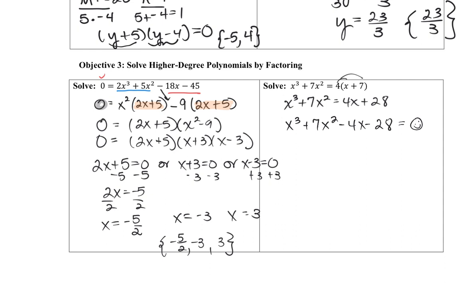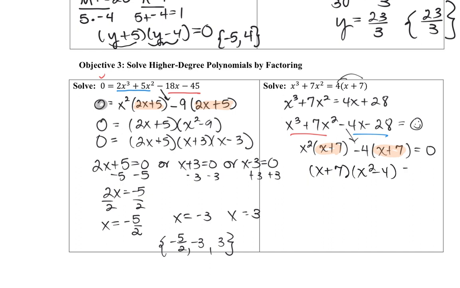Group and group. First pair has an x squared in common. X plus 7. Bring down. Second pair has a 4 in common. X plus 7, right? Because remember, I want a negative 28, and that 4 is negative. Then look at this beautifulness. Common factor. So x plus 7 times x squared minus 4 is what's left over, right?